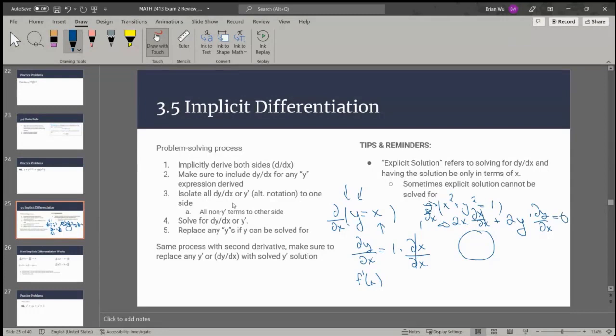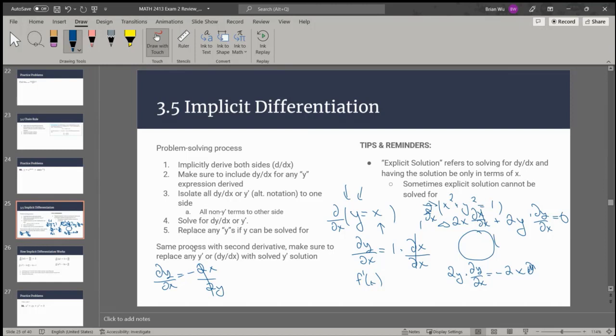Once you do that, you isolate all your y primes, or your dy over dx. So you move all the terms. In this case, you would isolate all the terms that have a dy over dx to one side, and everything else goes on the other side. And then you solve for dy over dx. In this case, that's going to be negative 2x over 2y.